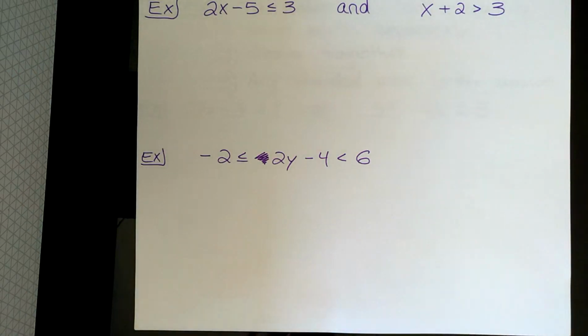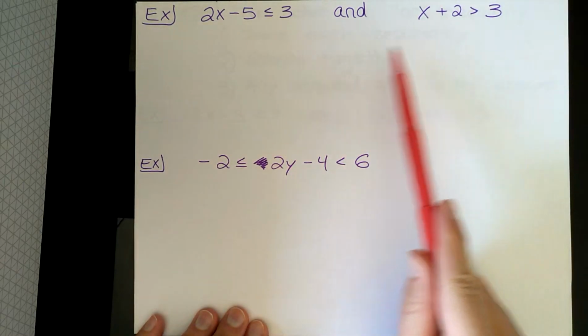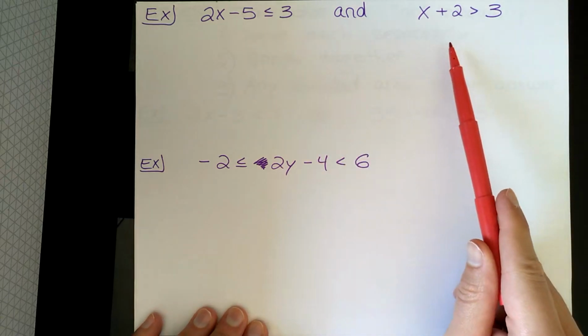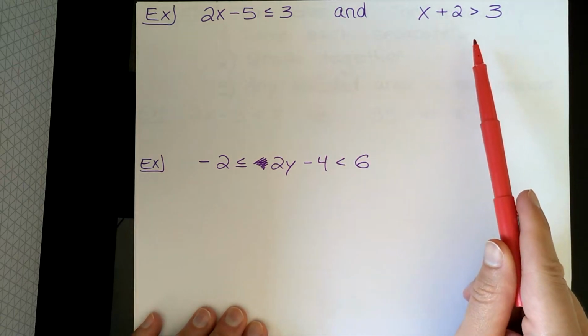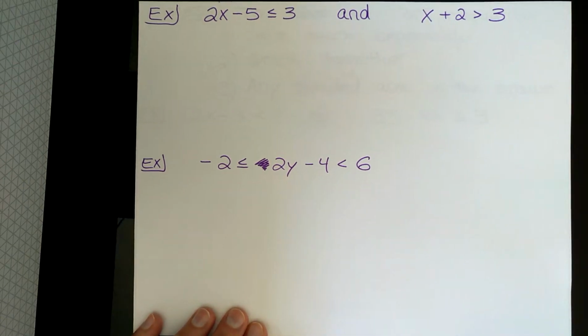Okay, I want you to take a moment. Go ahead and try to solve this problem. 2x minus 5 is less than or equal to 3, and x plus 2 is greater than 3. Pause the video, see if you can't find this answer.